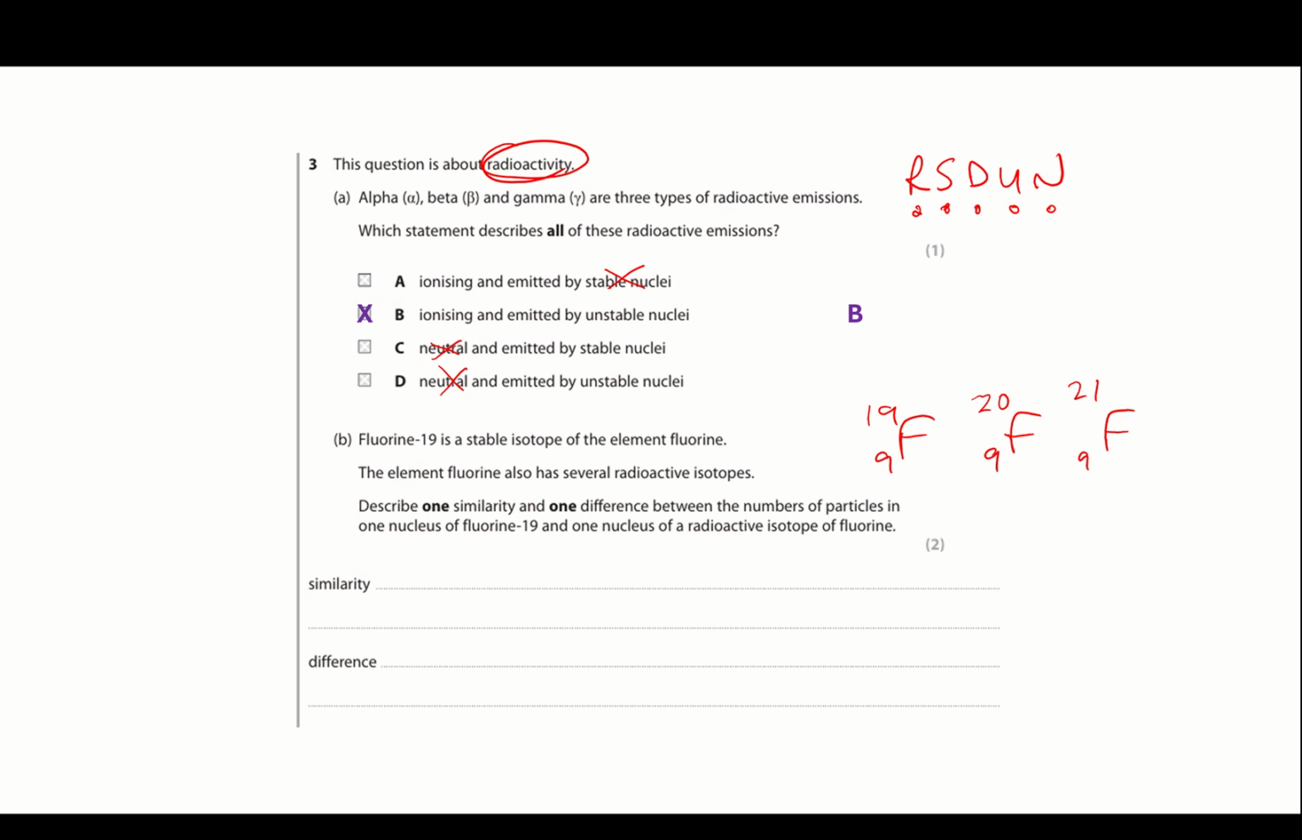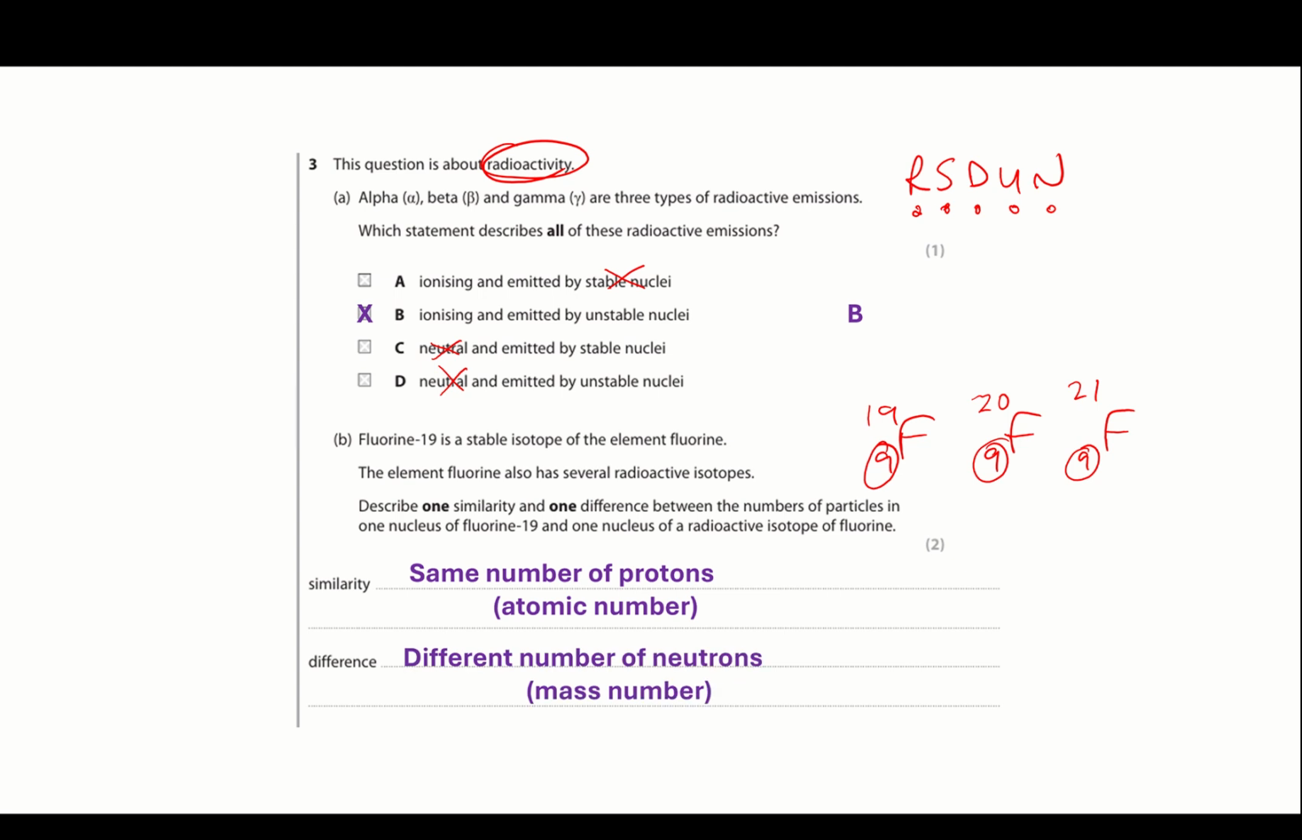So describe a similarity. They've got the same number of protons, or the same atomic number, or the same proton number. So the smaller number of the two is the same, and the difference is they've got a different number of neutrons, or a different mass number.